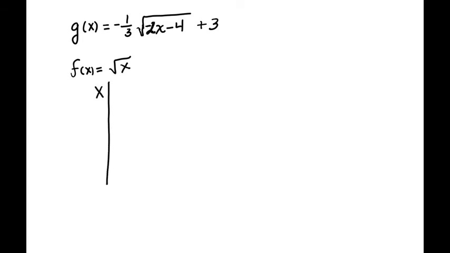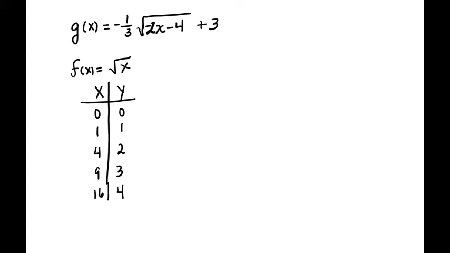Now I will get a set of values for this parent function, and I will use those values to get g of x by transforming them. So I'll pick values for x that would easily give me values for y: the square root of 4, 9, and 16, etc. This is plenty in order to get the coordinates for the graph of g of x.